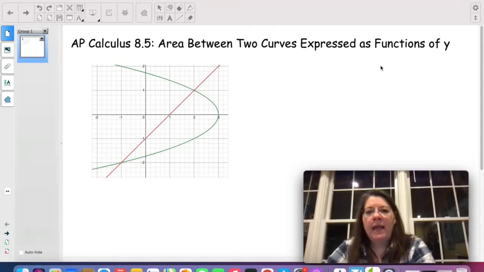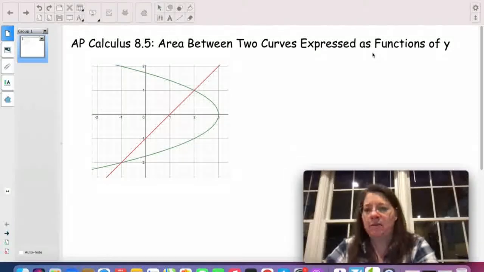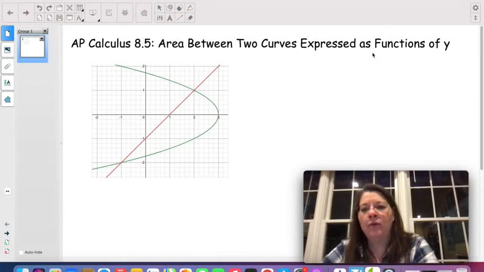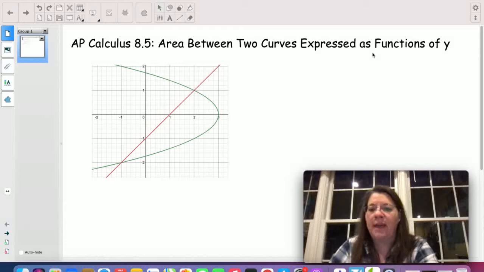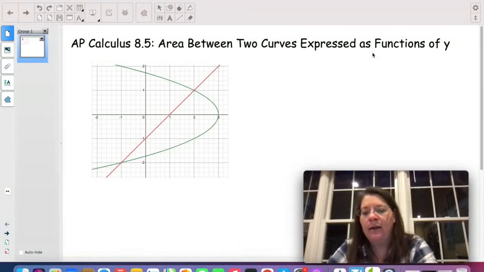Calculus 8.5, area between two curves expressed as a function of y. I decided to do this graph in Desmos so that you could really see what I'm talking about here. What it means to be expressed as a function of y is this. Instead of having a y equals or an f of x equals function, you will have an x equals, and the function will be in terms of y. In other words, x equals like 2y, or x equals y squared plus 2y, something like that. Instead of it being solved for y, it's going to be solved for x.